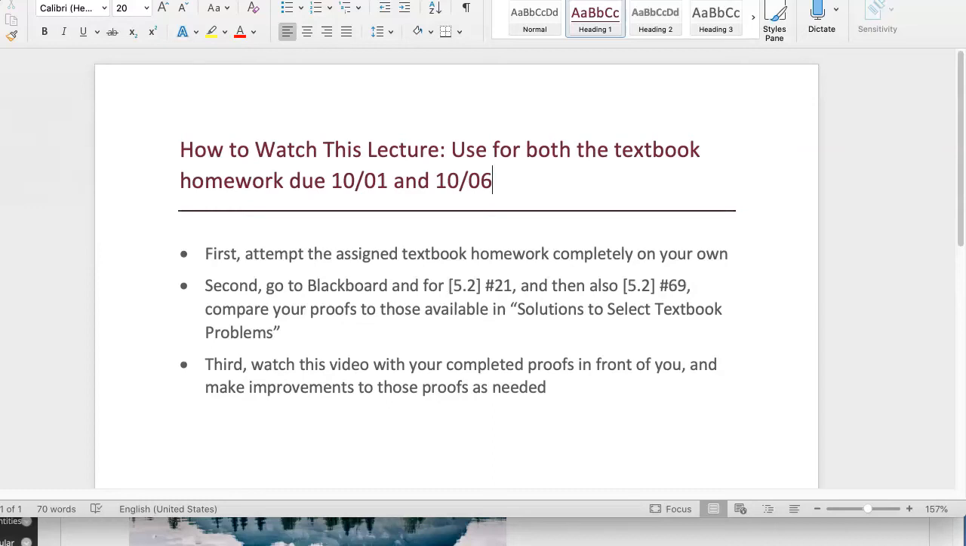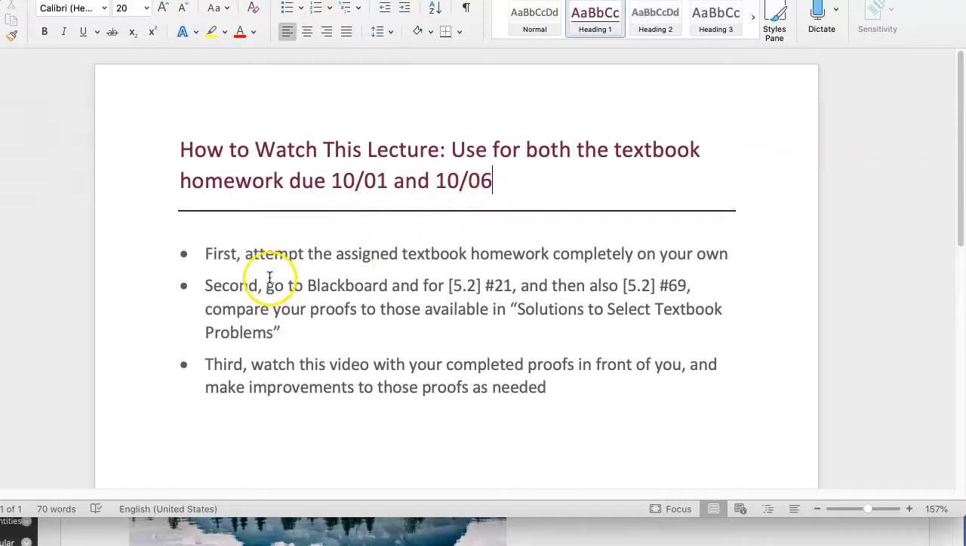This lecture is a little different than the other lectures, okay? How do you watch this lecture? This lecture is going to be good both for the textbook homework due on October 1st and the textbook homework due on October 6th. You're going to watch the first part of this lecture before 10:01 and the second part of this lecture before 10:06.